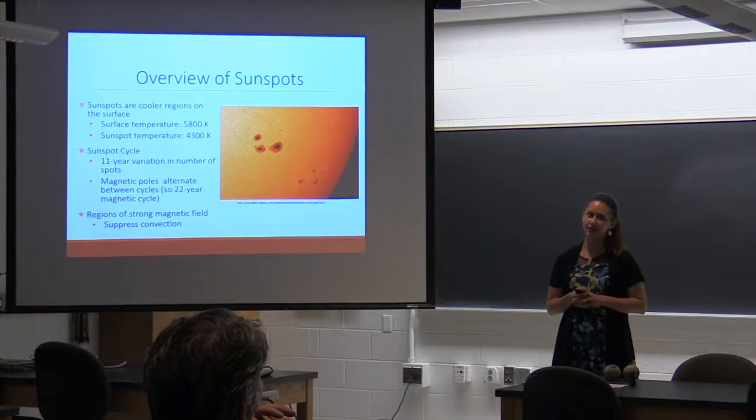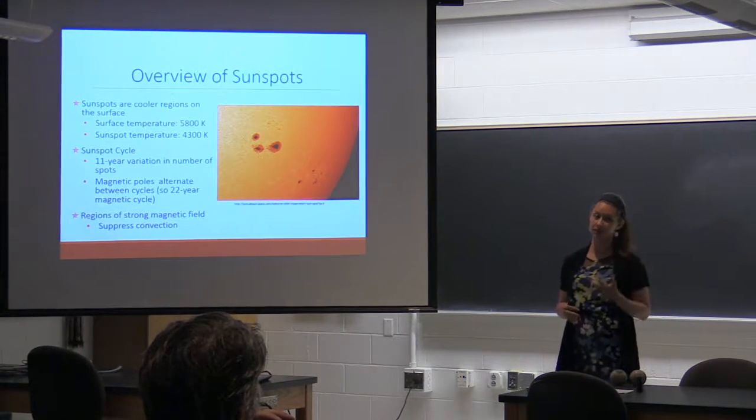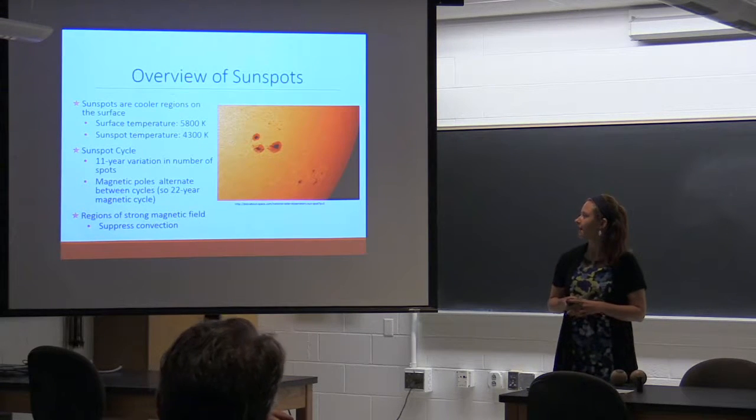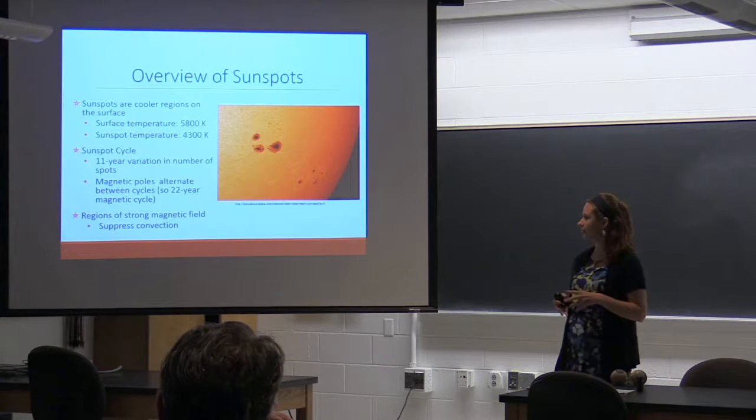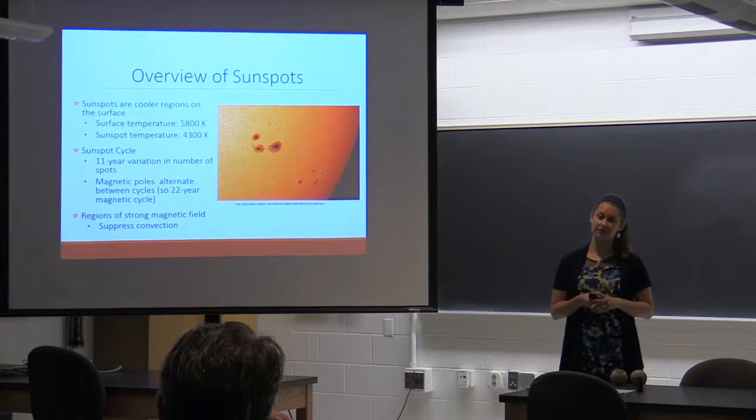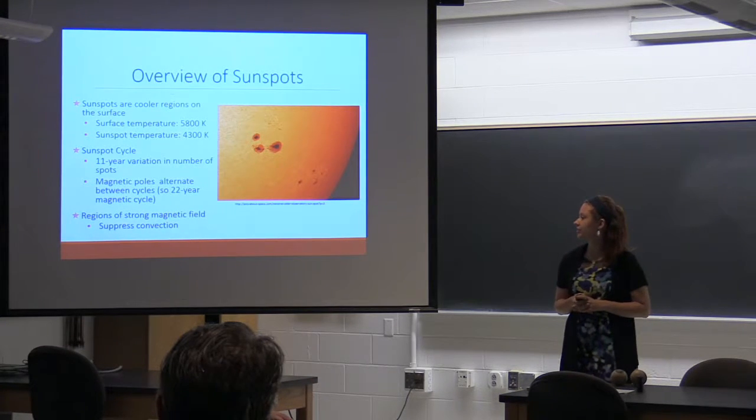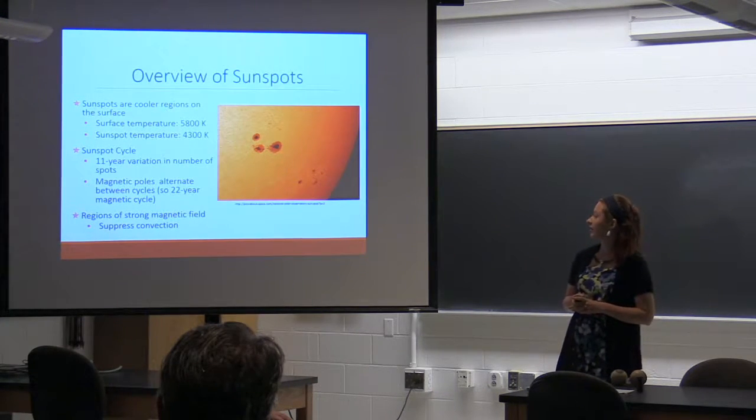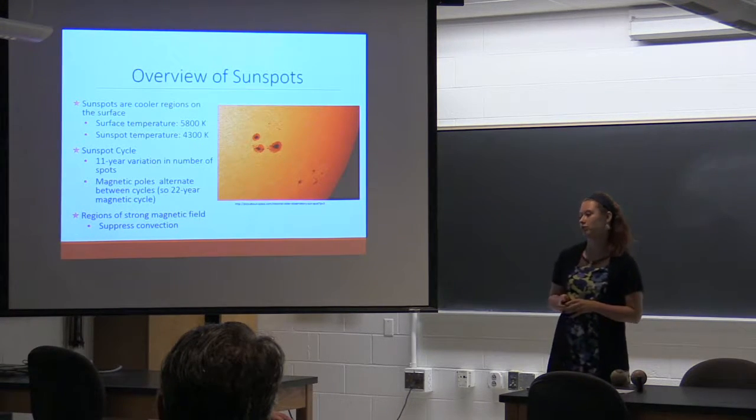Sunspots also have an 11-year cycle, and in those 11 years, there's a variation in the number of spots. Moreover, there's a 22-year magnetic cycle where the magnetic poles alternate, so the north magnetic pole becomes the south magnetic pole and vice versa. Moreover, sunspots are regions of strong magnetic field that suppress convection, so the hot ionized gas can't rise, which is why they are so much cooler.